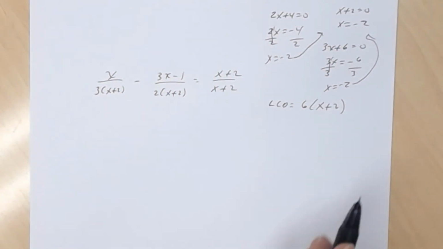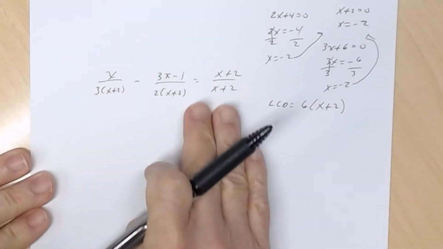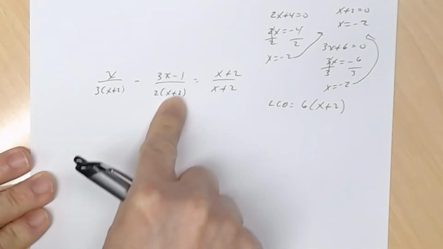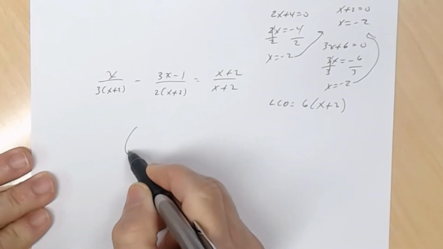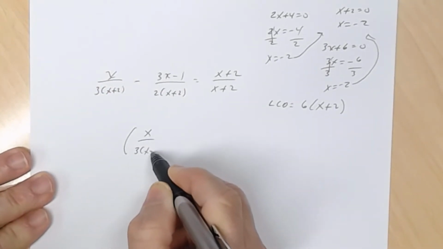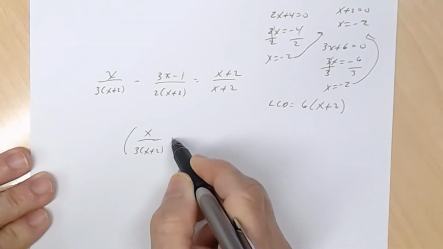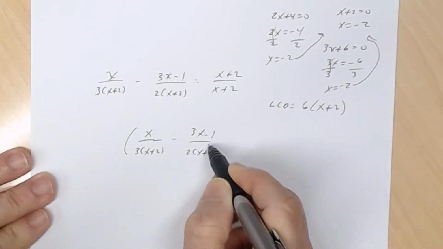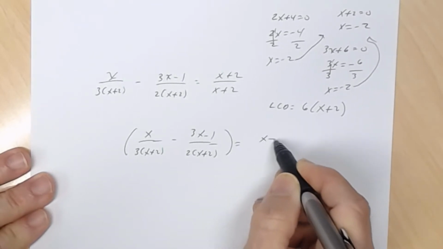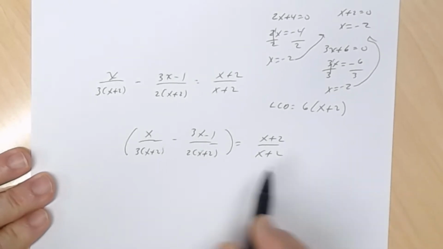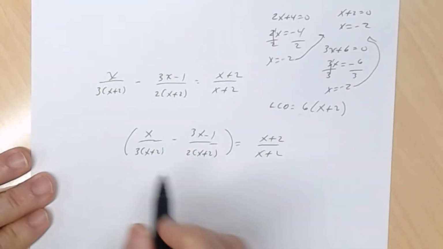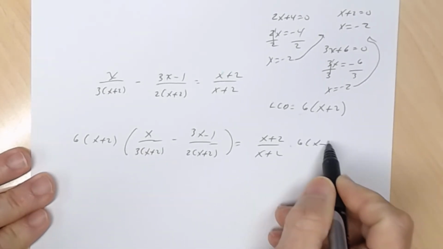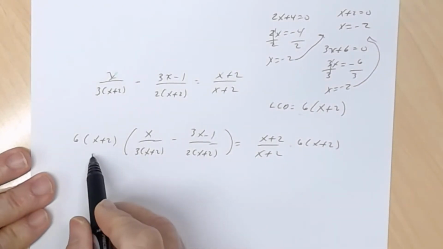All right. Now, once you find the LCD, you're going to multiply both sides by the LCD. So notice there are 2 fractions here, 2 rational expressions. So you can put that in parentheses, just like this. Again, make sure it's factored. That's going to help you. The denominator's factored. Leave it alone. Okay, so now I'm going to multiply both sides by the LCD. So it'll be 6 times x plus 2. 6 times x plus 2. Okay? All right, now you're going to distribute.